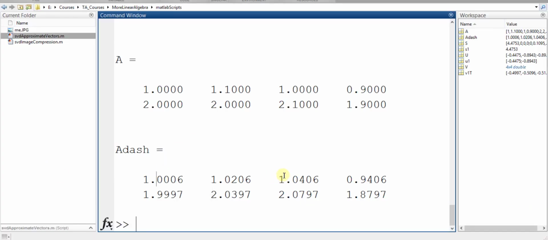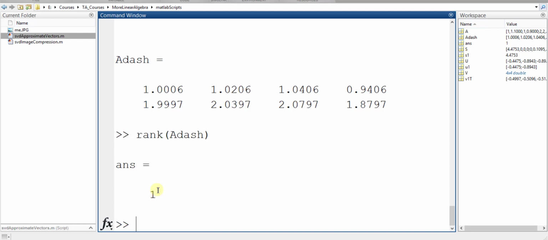In our console we see the following. This is the original matrix A. This is the matrix A dash, the first rank 1 approximation of the original matrix A. And as you can see, the values here are very close to the values here. This is 1, this is 1.0006, and this is 2, this is 1.9997, and so on. Of course, the rank of A dash is equal to 1, as it must be. And so all the columns are multiples of each other, and also all the rows are multiples of each other.